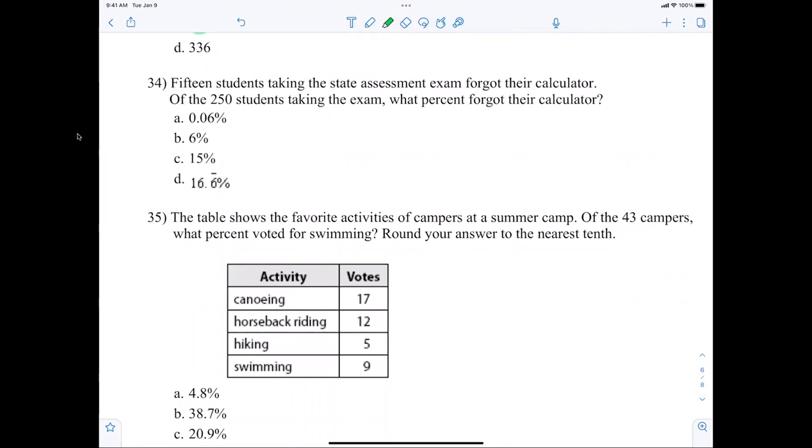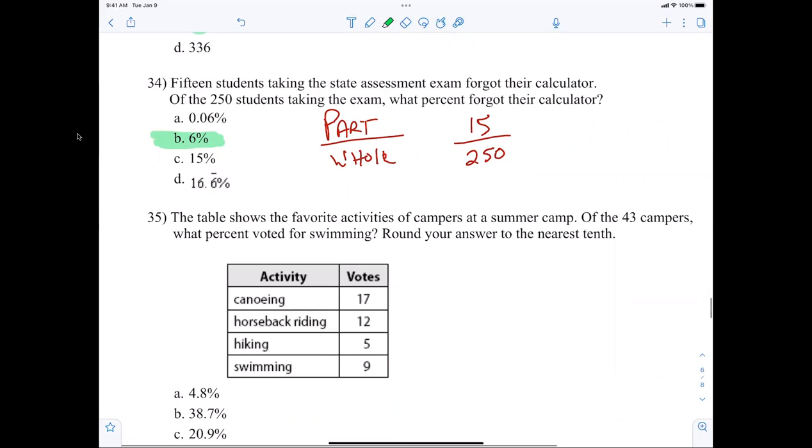15 students taking the state assessment exam forgot their calculator. Of the 250 students taking the exam. So remember, I always encourage you to understand percentages is what? Part to what? Part to whole. So what part forgot? Out of how many? That's how I'd want you to do that. All right, so everybody do 15 divided by 250, and what is that? 6%. All right, anybody have any objections to 34?